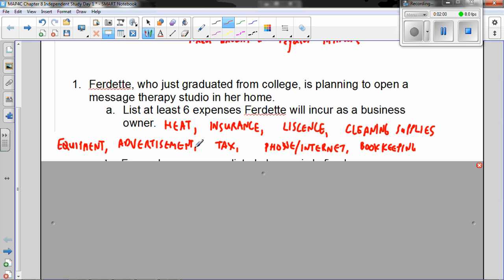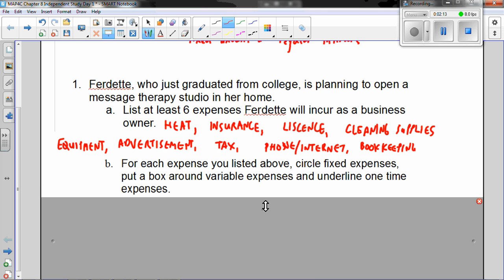advertising she'd probably have to pay for unless she's going to rely on word of mouth. Taxes, of course, phone. These are all just things I made up off the top of my head. Probably lots more, but I don't care. Part B is for us to decide which ones are fixed expenses. We're going to circle the fixed expenses, put a box around the variable expenses, and underline one-time expenses.